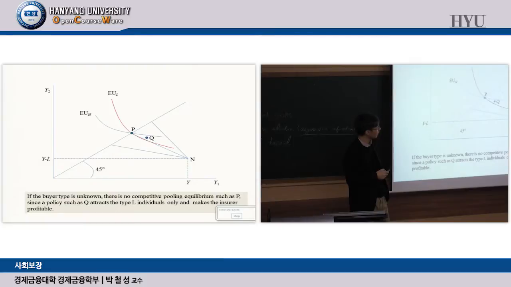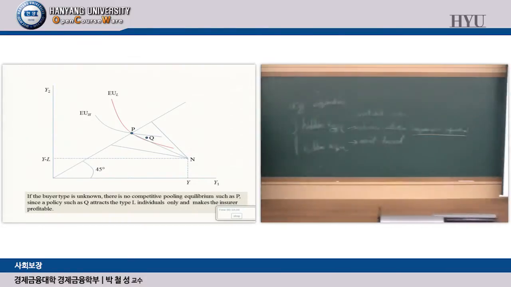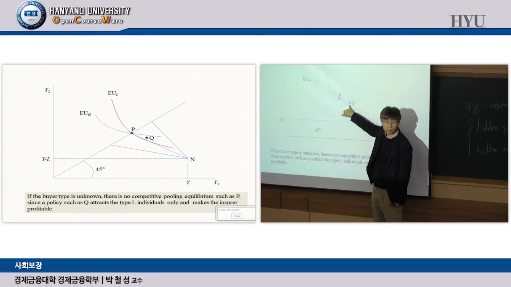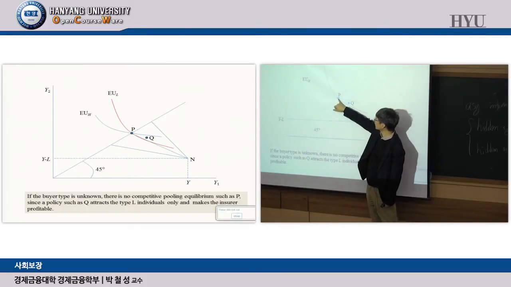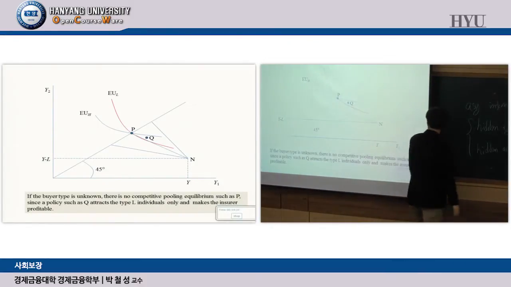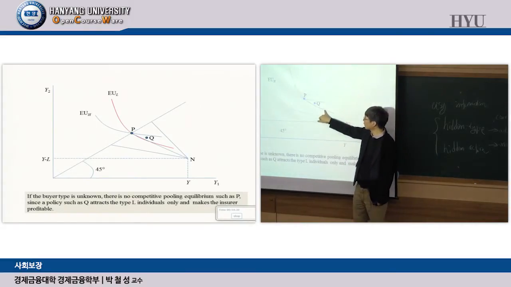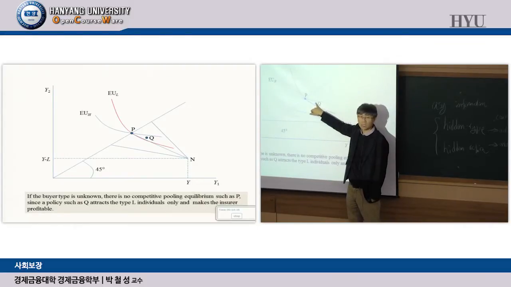actually, it's likely that there will be another insurance company that figures out we can offer policy Q. What is policy Q? The first thing is that this policy Q is attractive to low risk type, but not the high risk type. Because if the high risk type has a choice between P and Q, the high risk type will choose P. You look at the indifference curve. And then which one does the low risk type prefer? Q to P. So the low risk type will choose Q. High risk type will choose P.